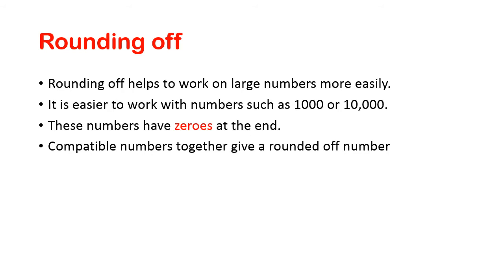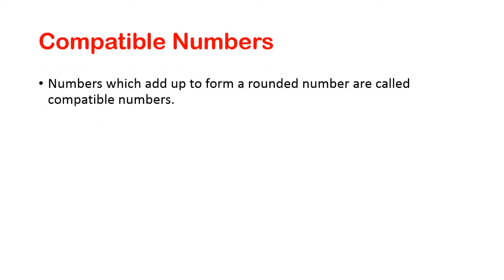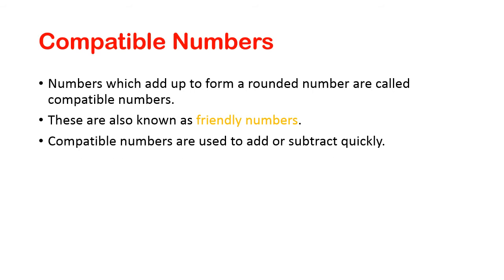Okay, what is meant by compatible numbers? The numbers which add up to form a rounded number are called compatible numbers. Again I repeat, numbers which add up to form a rounded number are called compatible numbers. These are also known as friendly numbers. Compatible numbers are used to add or subtract quickly.